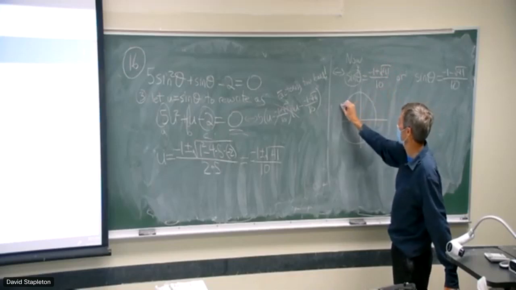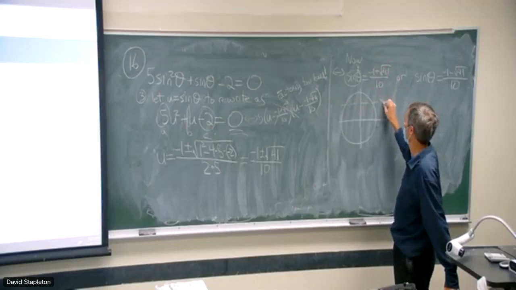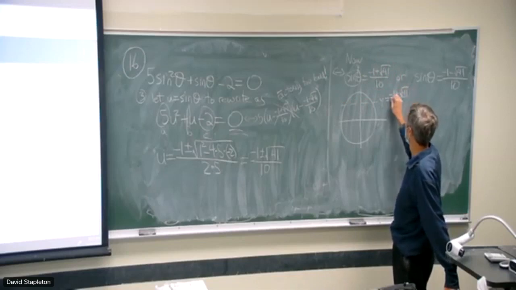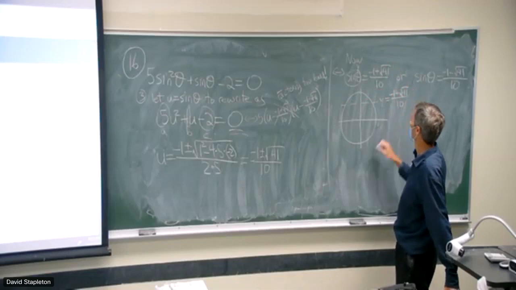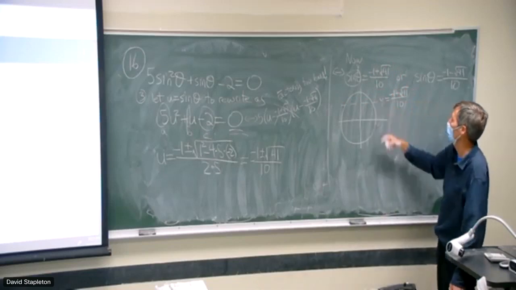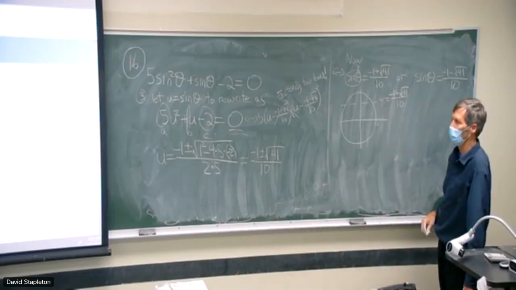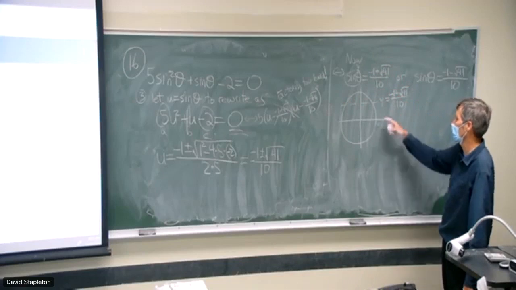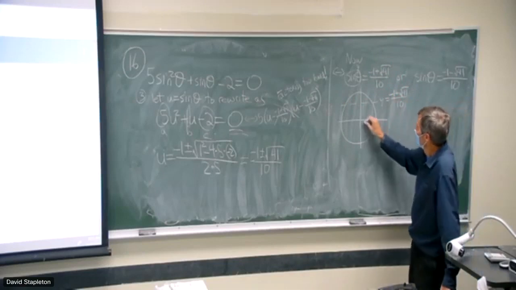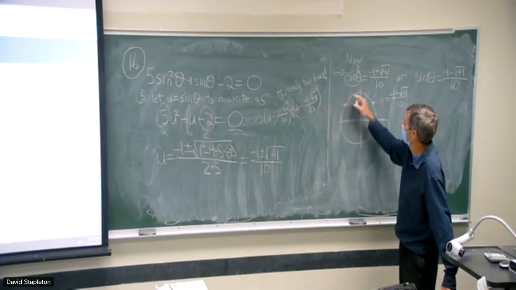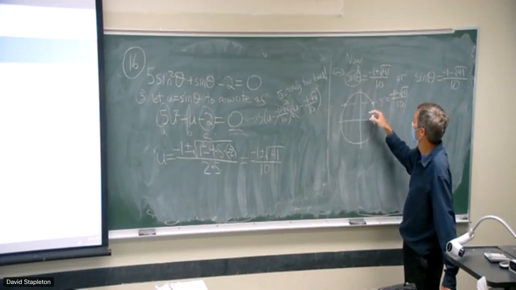So the y pointer looks something like this. Here's y equals minus 1 plus square root of 41 over 10, a little more than a half. Don't have to draw it exact, just draw it in the top half. Now there are 2 points in the unit circle with this y coordinate.